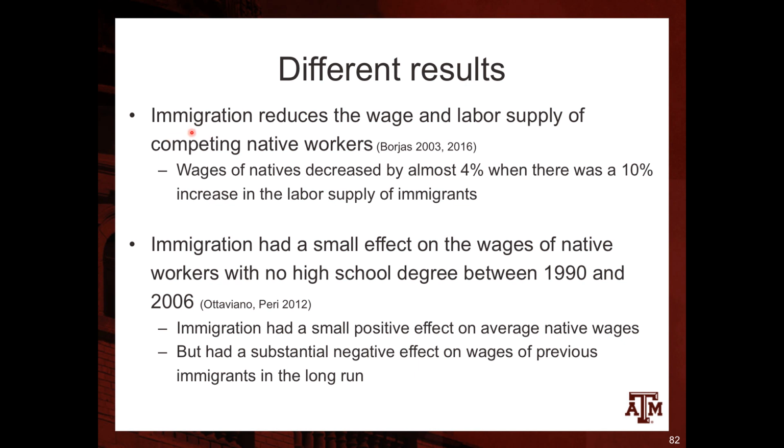So for example, immigration reduces the wages and labor supply of competing native workers, and this finding is based mostly on the work of George Borjas. He's an economist based at Harvard, and he mentions that wages of natives decreased by almost 4% when there was a 10% increase in the labor supply of immigrants.